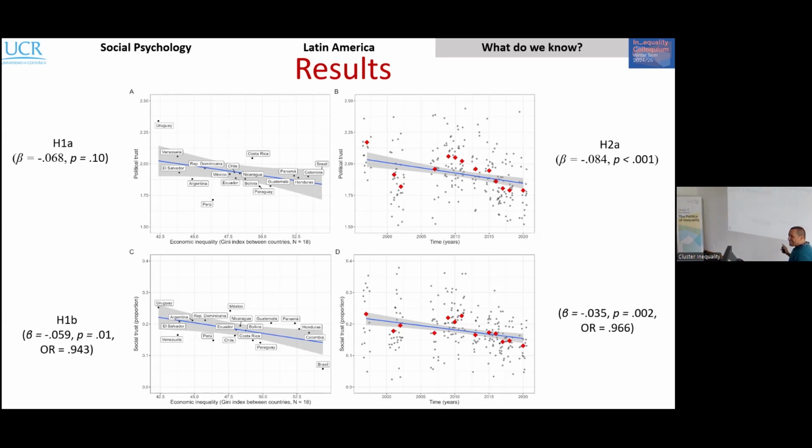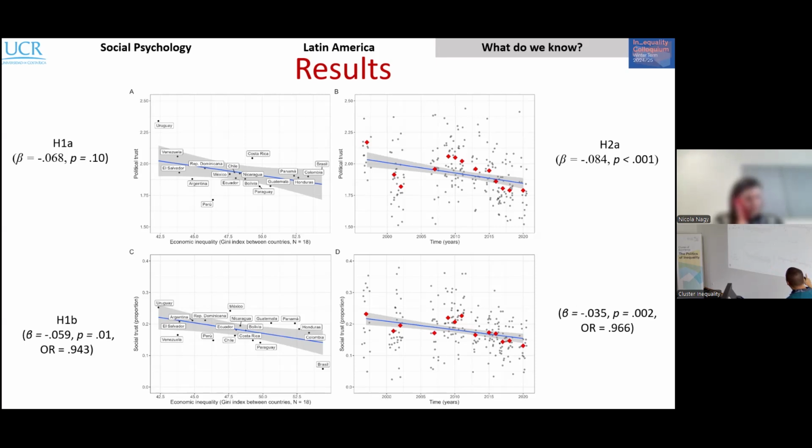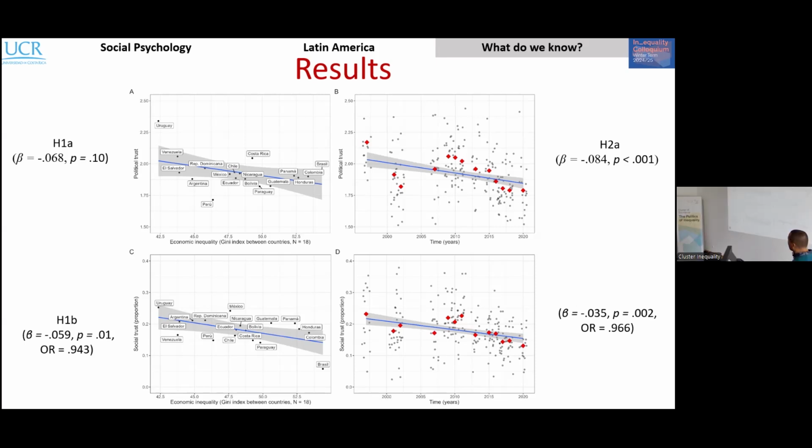So even though this result is not significant, we can see a pattern: the more inequality, the less political trust. We think this result could be true. It's not significant in this data, but we don't have enough statistical power with 18 countries. But it's a pattern, we believe. When we look at this result over time, we do have enough statistical power. We can see that as inequality develops over time, people have less trust in the political system with objective inequality.